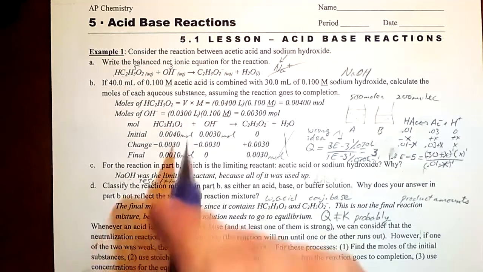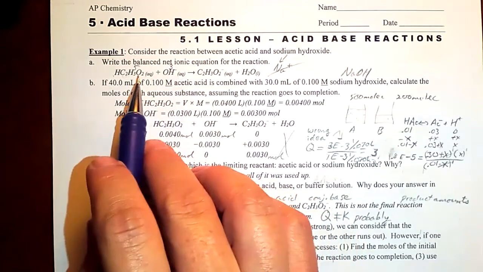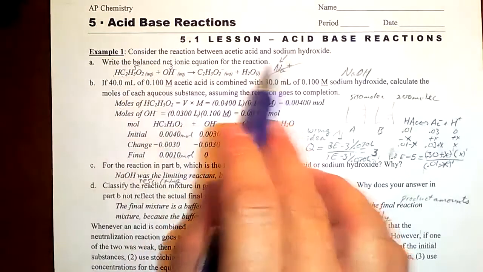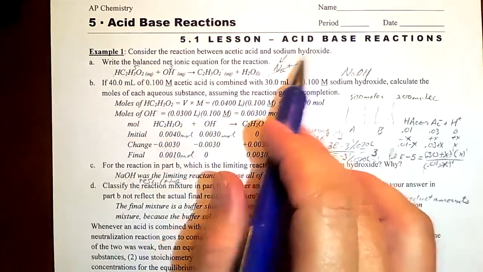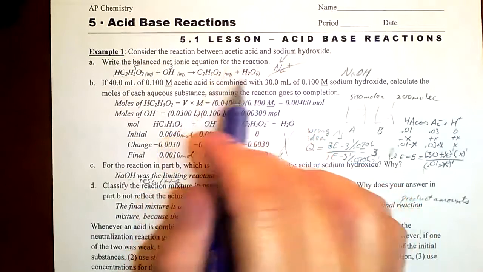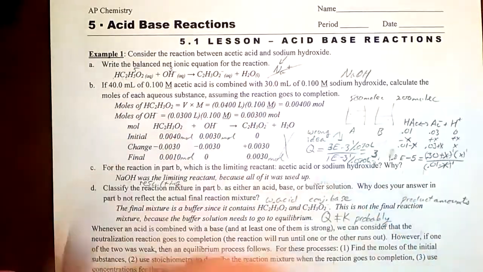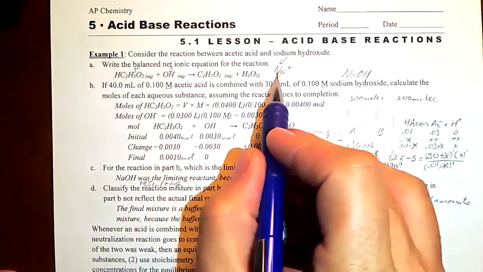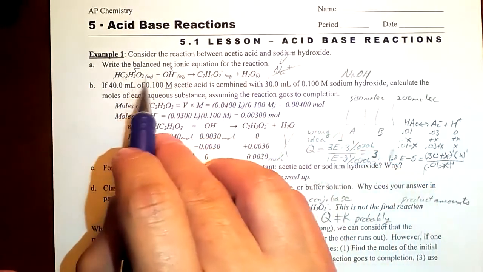So here we have the 5.1 lesson. We have a reaction between acetic acid and sodium hydroxide. We know that's a strong base and all the hydroxides will come off. And for the purposes of pH and so forth that we're going to be figuring later on, we can ignore the Na plus, can't we? So here's the net ionic equation.